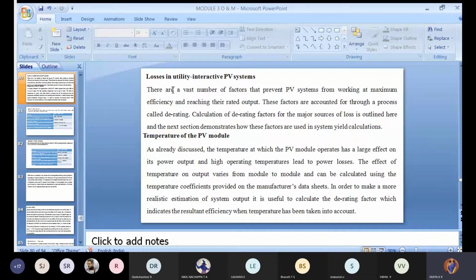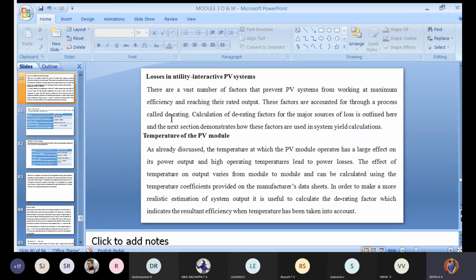Okay. So in that case, see, there are a vast number of factors that prevent a PV system from working at maximum efficiency. Of course, when you consider a solar system, first of all, we are getting an efficiency of just 35%. The remaining 65% is lost, from the energy converting to the form of production, we lose so many things. So 65% of energy will be lost. Only 35, we want to get that 35 completely. But still in that also, there are so many losses which reduce the maximum efficiency and reaching their rated output. Okay. So these factors are accounted for in a process called derating, which are affecting the output, which are reducing the maximum efficient output of a PV cell. So those factors we call derating factors.